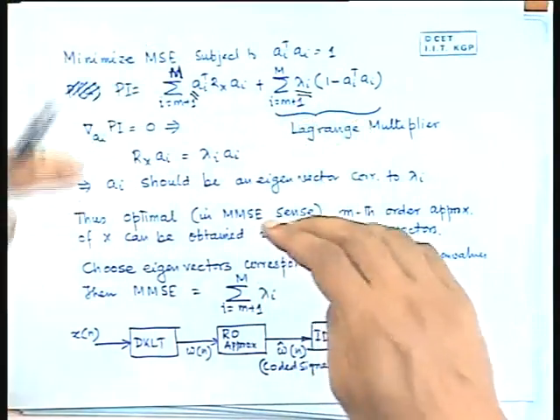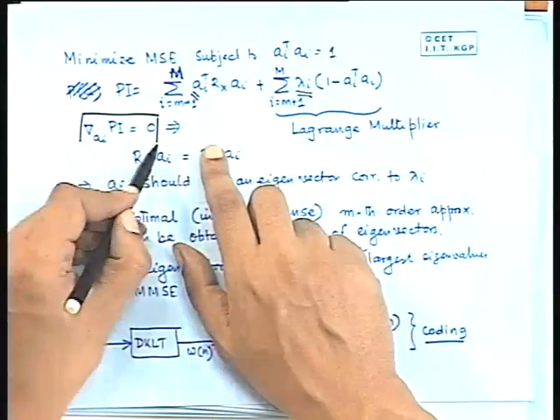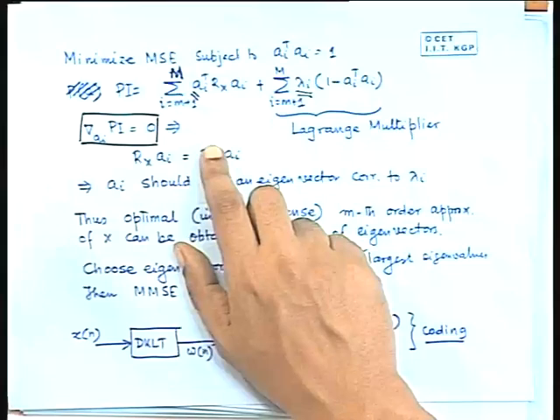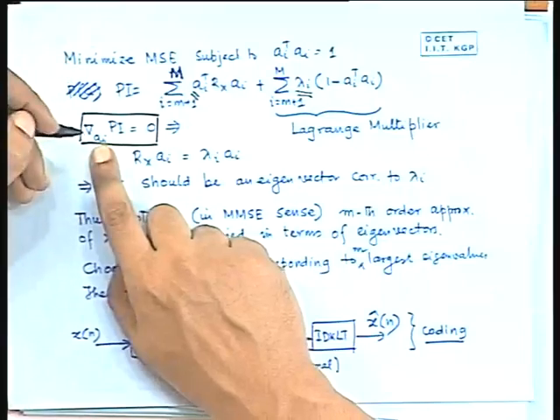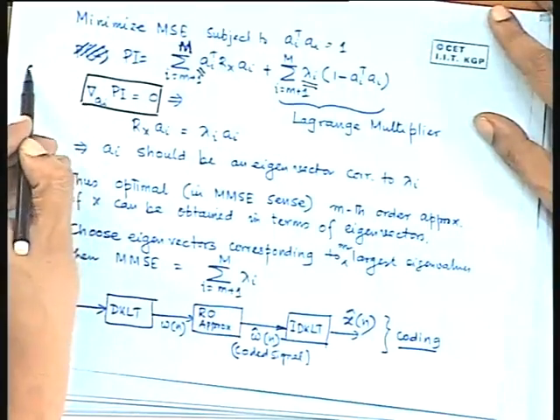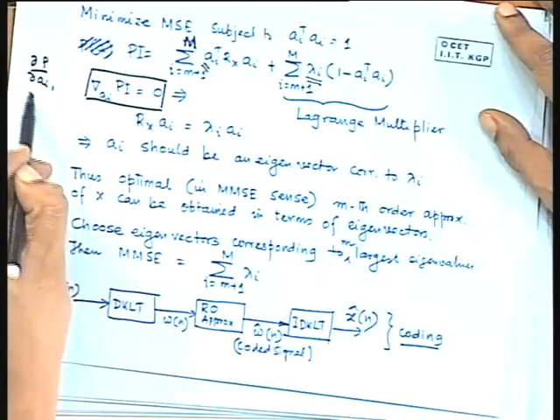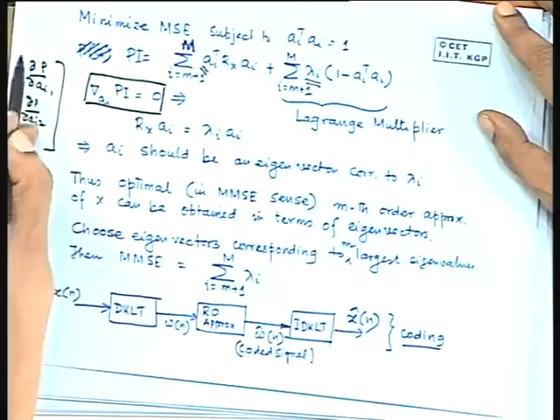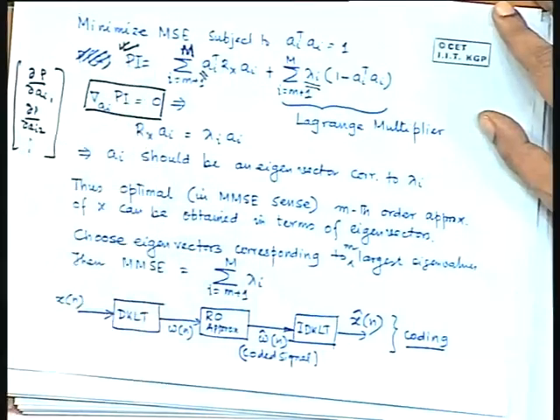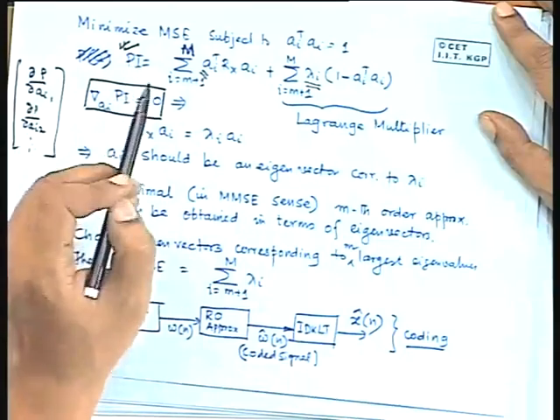So which means that this pi equal to 0, which is my unconstrained. If I want to optimize something with respect to AI, what I have to do? I have to differentiate with respect to AI. This is nothing but a vector. This means that this is nothing but a del p by del AI1, del p by del AI2. This is a vector. P is a scalar. I am differentiating a scalar with respect to a vector.